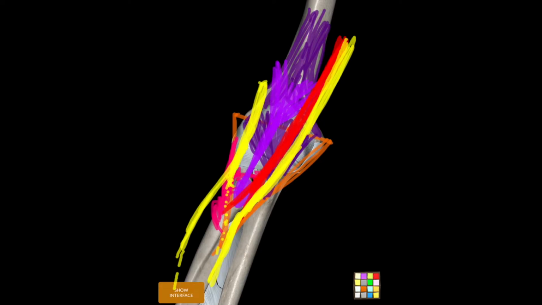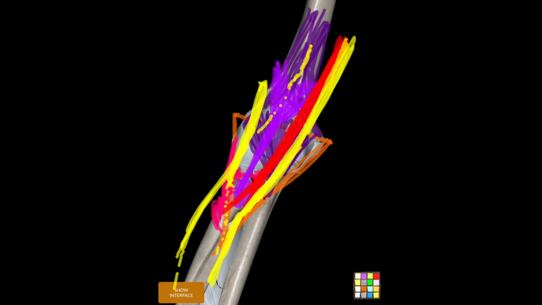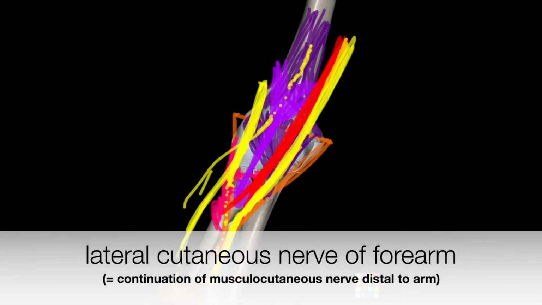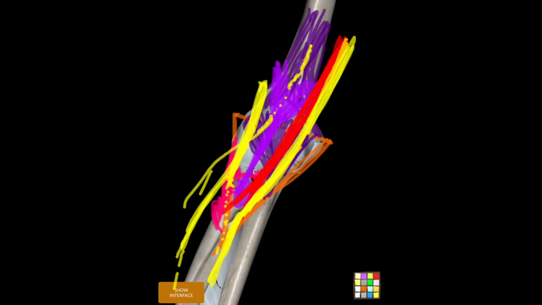Making a brief appearance in this diagram would be the musculocutaneous nerve, which you may recall runs between brachialis and biceps in the arm, but then becomes more superficial as the biceps muscle tapers to its tendon, and then becomes cutaneous and is renamed the lateral cutaneous nerve of the forearm. So the muscular part of the musculocutaneous nerve supplied the anterior muscles of the arm. The cutaneous part becomes the lateral cutaneous nerve of the forearm.